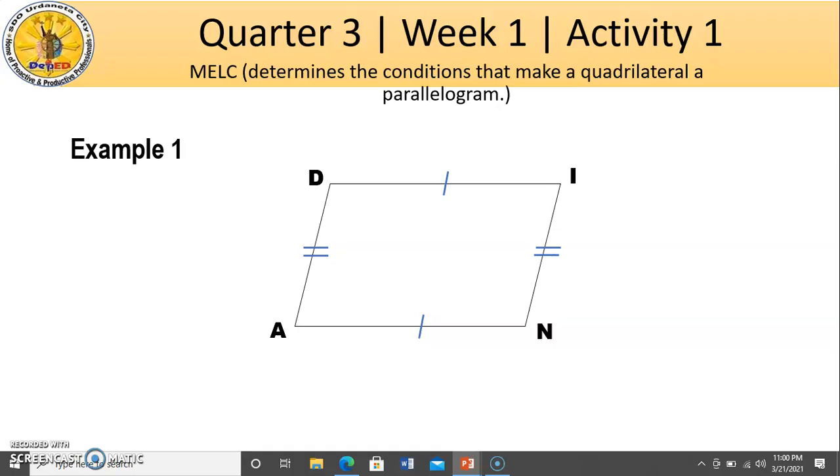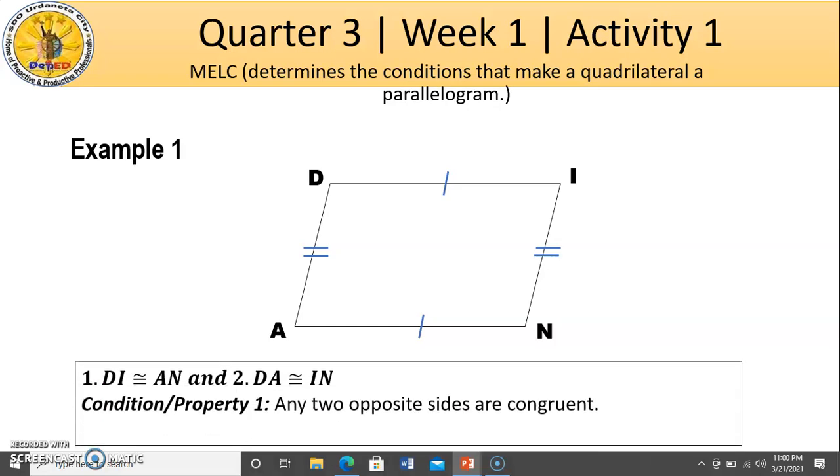Example 1, we have parallelogram DIAN. We have number 1, side DI is congruent to side AN. And second, side DA is congruent to side IN. We have property number 1, any two opposite sides are congruent. Take note na pag sinabing opposite side, sila yung sides na magkatapat.